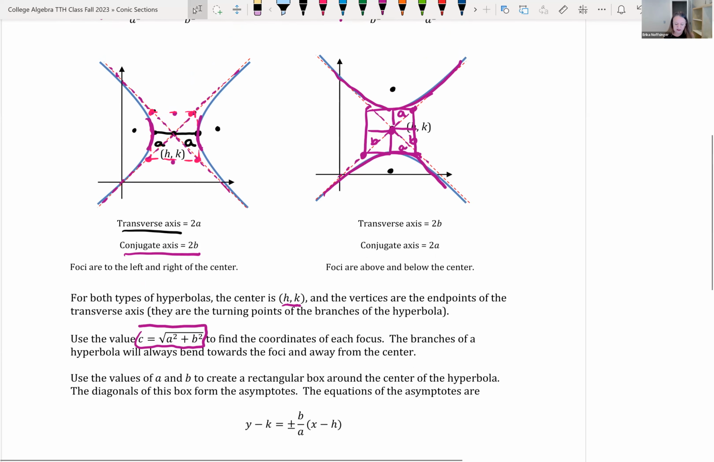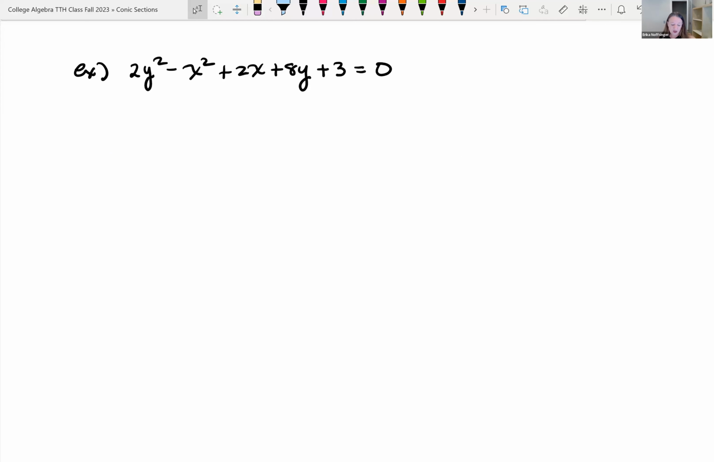So let's go through and look at an example of this really quickly. Right now we have 2y squared minus x squared plus 2x plus 8y plus 3 equals 0. I recognize that this is a hyperbola because I have an x squared and a y squared term in there. The coefficients in front of the x squared and the y squared are not the same. One is 2 and one is -1. If they're the same, it's a circle. If they're not the same and they're not the same sign, which they're not, I have a +2 and a -1, that clues me in that this is a hyperbola.